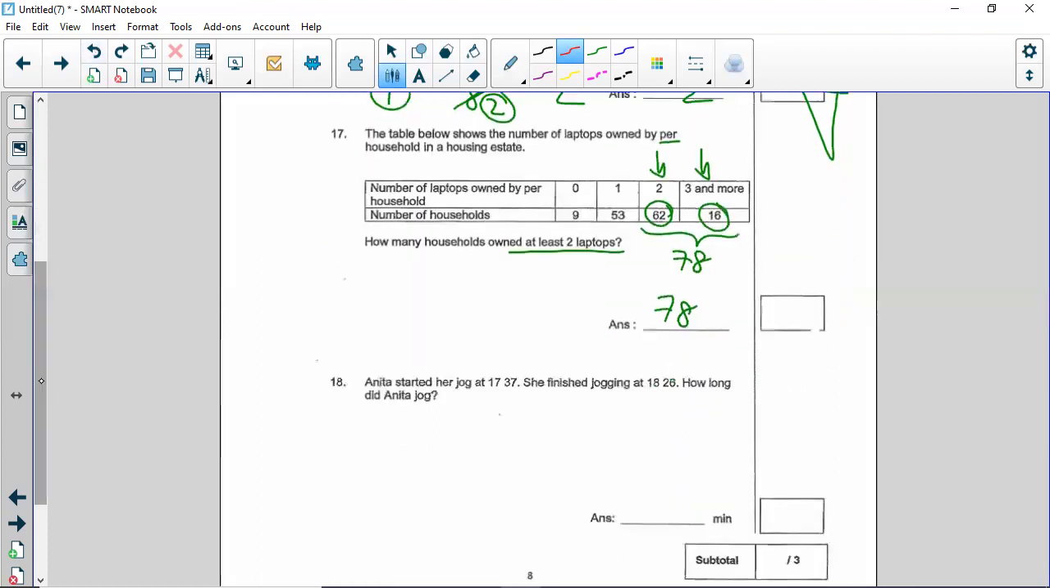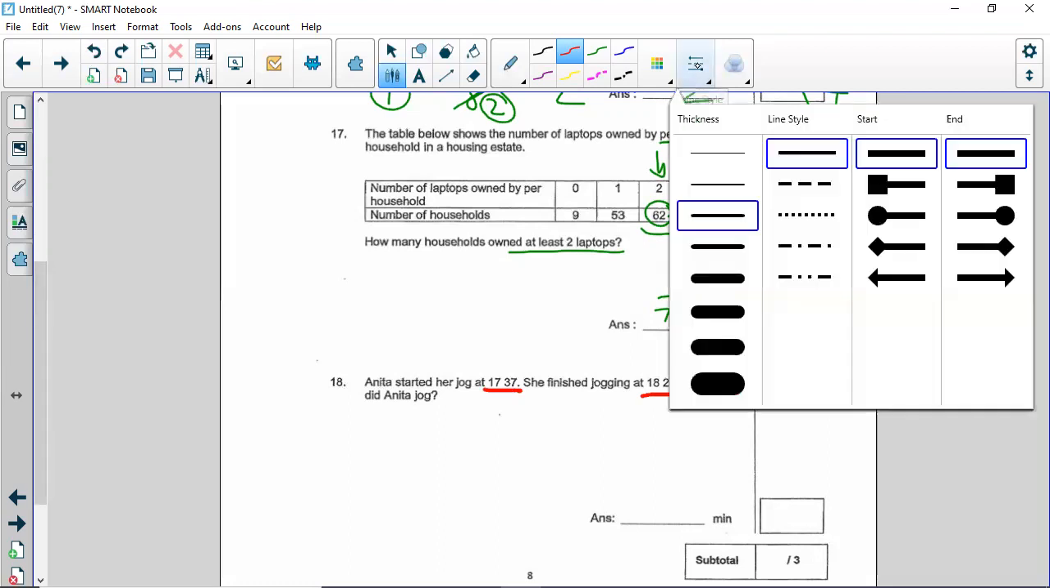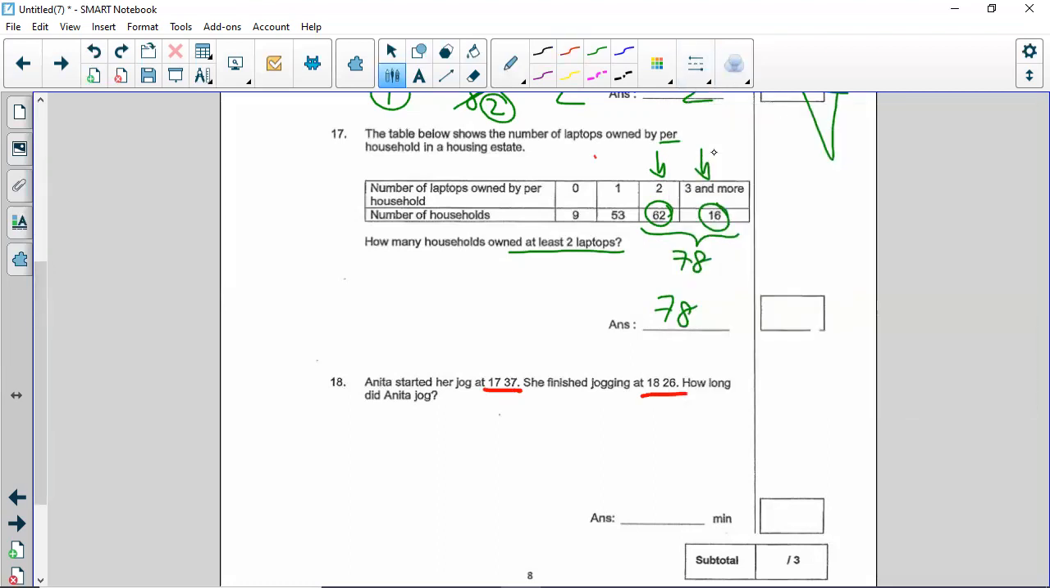Okay, question 18, timeline. Okay, method, timeline, simple method. And some of you are confused with the 24-hour clock. So what do? You may want to change it to 12-hour clock so that it's easier for you to use a timeline. So 17, can you see the hour? The hour is 12 and bigger, so PM already. Right, every time the hour is 12 or bigger, PM.